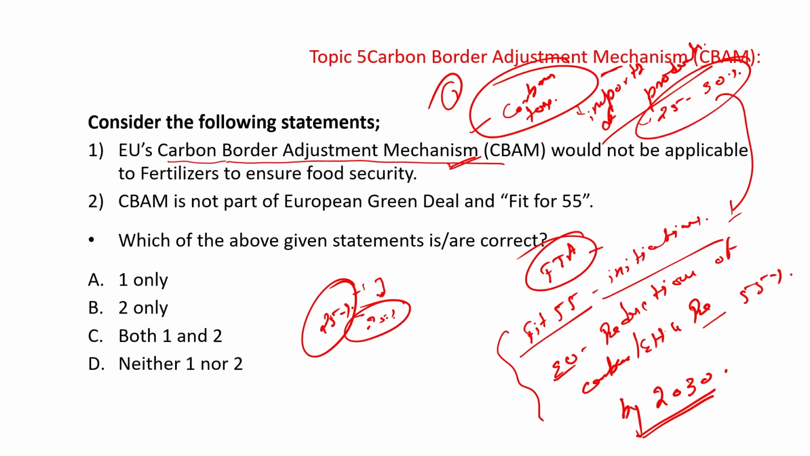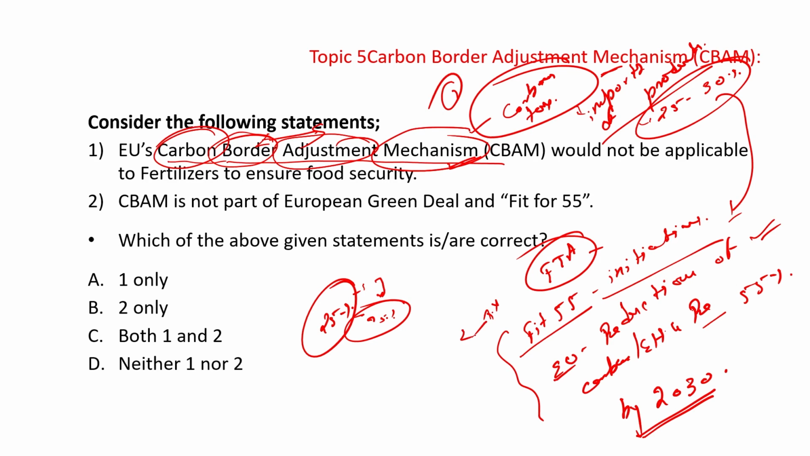This is the concept of CBAM, the carbon border adjustment mechanism. It means it will be a form of carbon tax which will be imposed on the import of products. The imposition will be 25 to 30%, and is a part of the Fit for 55 initiative of the European Union. The CBAM was introduced as a part of the European Green Deal Fit for 55 package. It shall be very important from the point of view of examination.